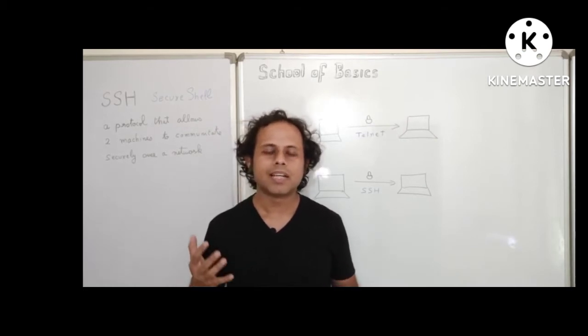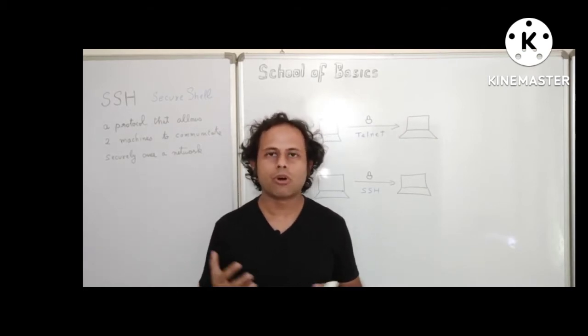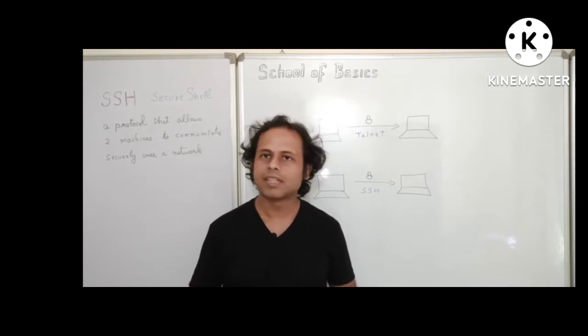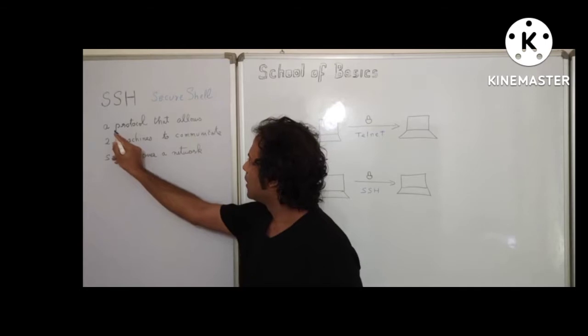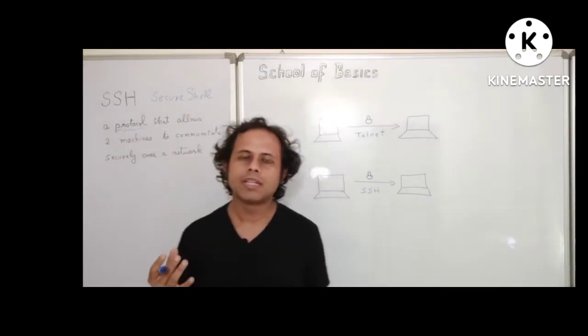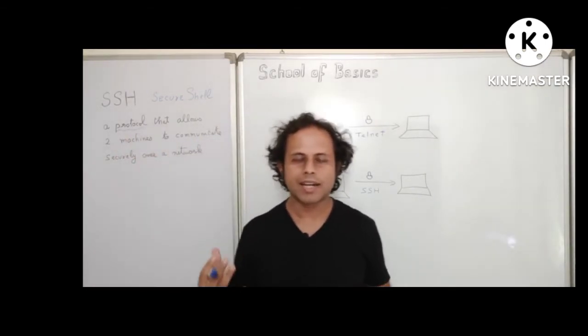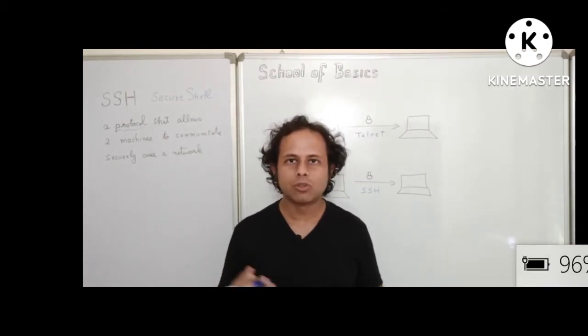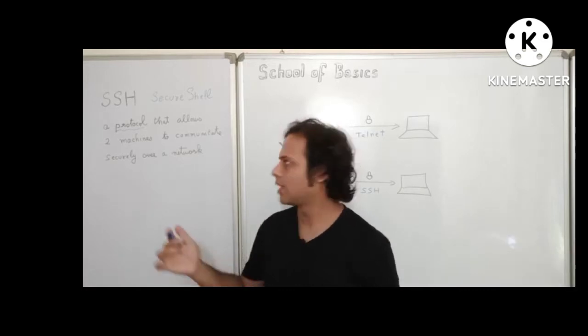it is a protocol that allows two or more machines to talk to each other over a network in a secure way. So there are two important things here. It is a protocol, and a protocol is a set of rules or guidelines. So there are some sets of rules and guidelines in SSH, and it allows two machines to talk to or access each other securely over a network.